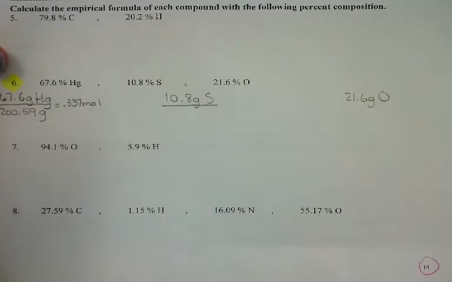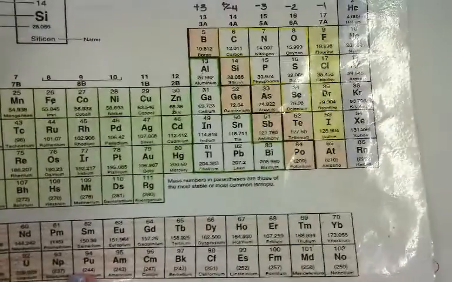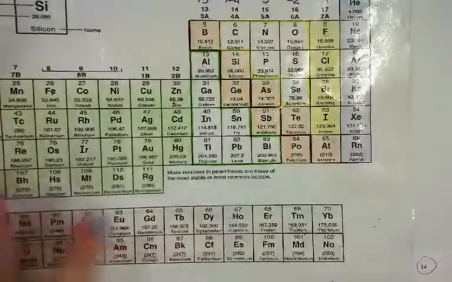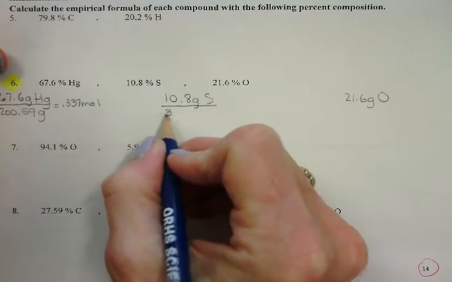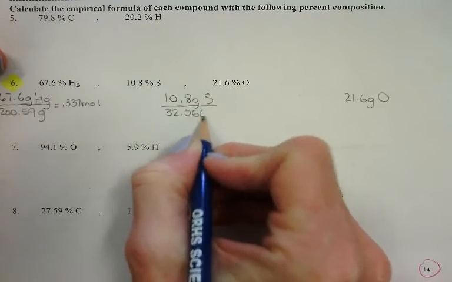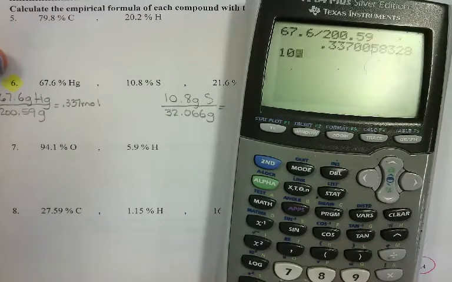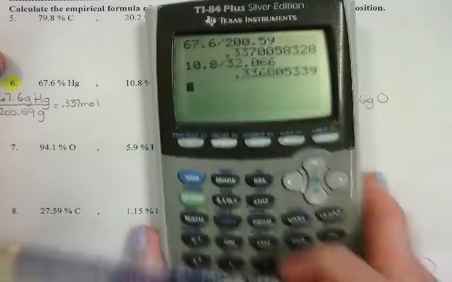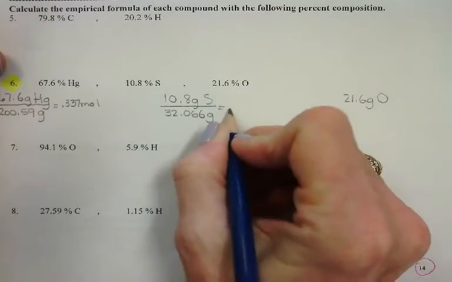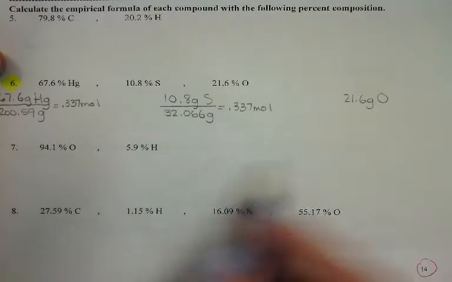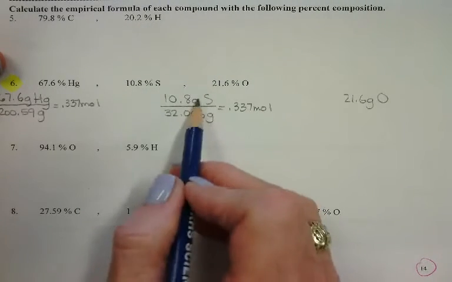So I find the molar mass of sulfur on my periodic table, here we go, I'll point to it for you, 32.066 grams. Let's see what that's going to be. 10.8 divided by 32.066 is 0.3368, 0.337 moles. Okay, so I did percent to mass, mass to moles.